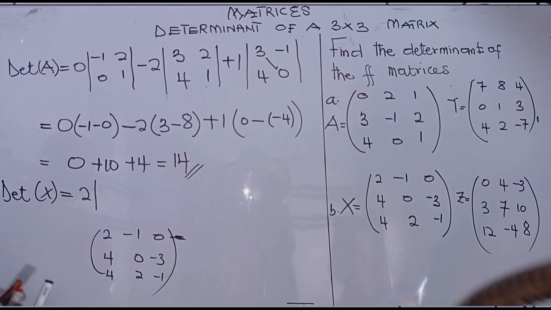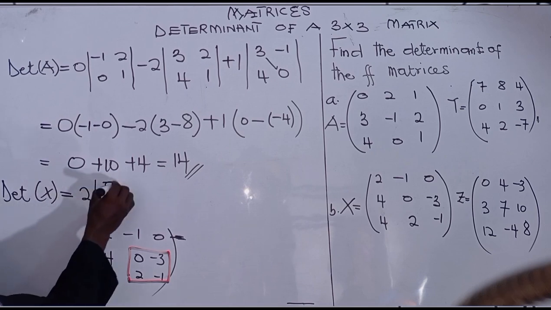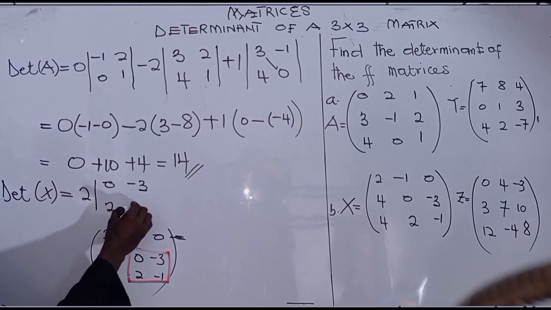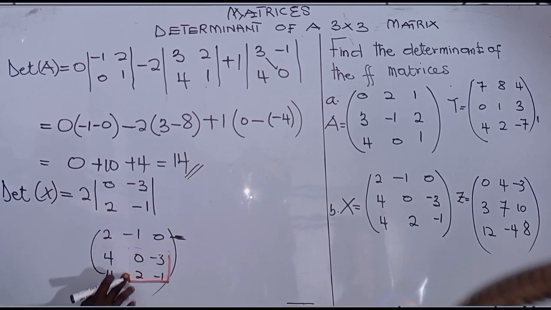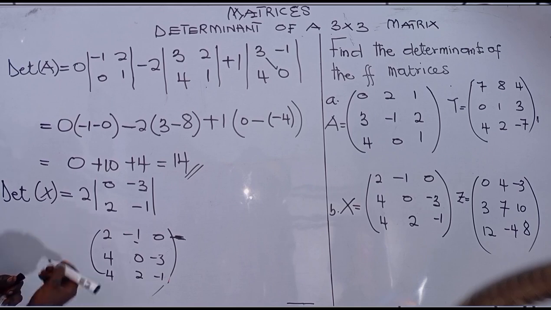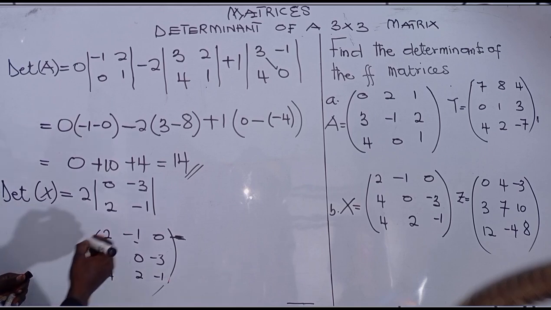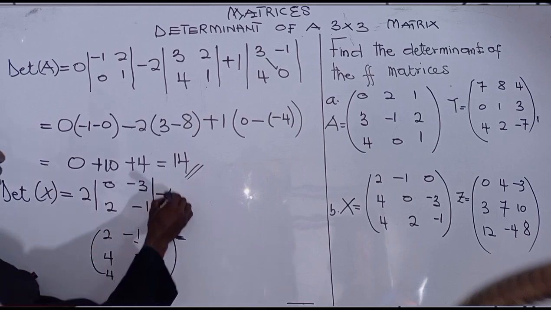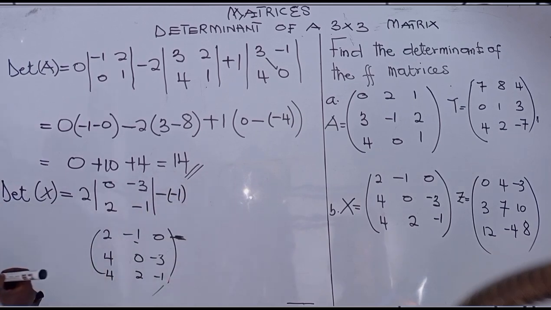So we'll be left with what? These entries. So we are going to write that 0, -3. So we have 0, -3, and then 2, -1. Then we move on to the next entry on the first row. So this is the second entry, and the second entry always takes a negative sign. So we have negative, but we already have a negative one here. So we have -1 as well, like this.